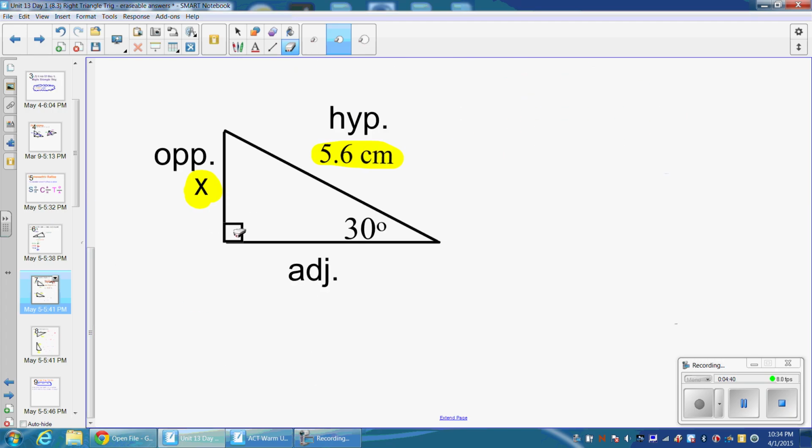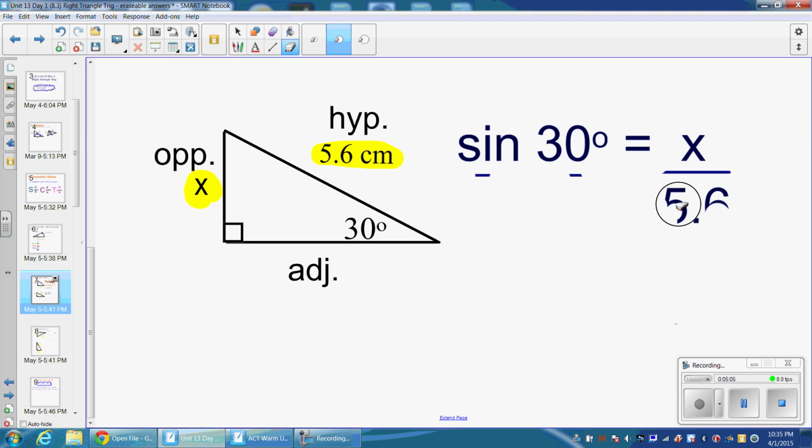All right, so across from the right angle is our hypotenuse, so that's the 5.6. Across from the 30 degrees is my opposite, so that's x. I'm working with the opposite and the hypotenuse, so that's going to be sine. And I always put the angle inside the trig ratio, so it's sine of 30 degrees is equal to the opposite over the hypotenuse, which is x over 5.6.